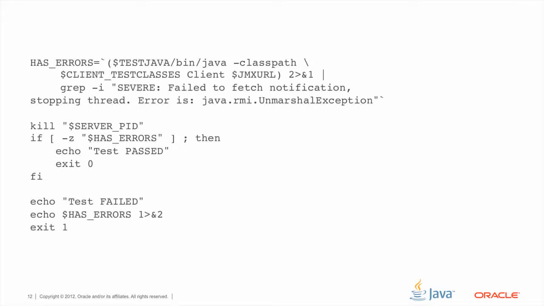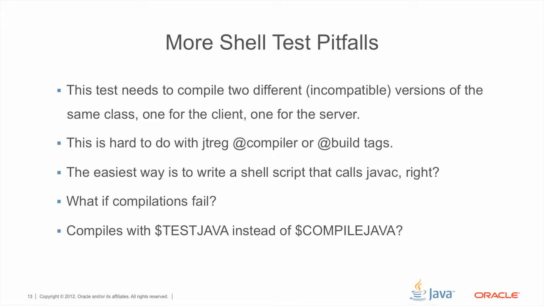But there are a whole bunch of problems in this test, and so let's go over them one by one. What this test is trying to do is it needs to compile 2 separate incompatible versions of what is essentially the same class file.